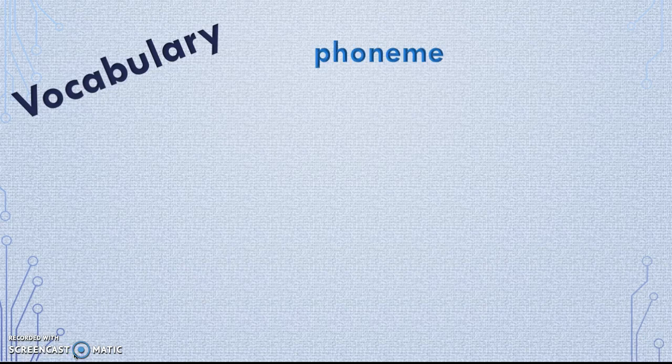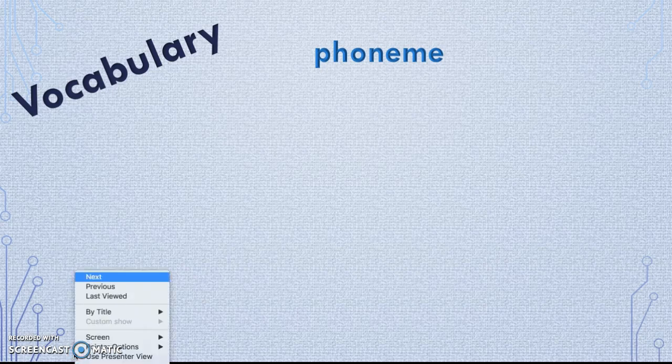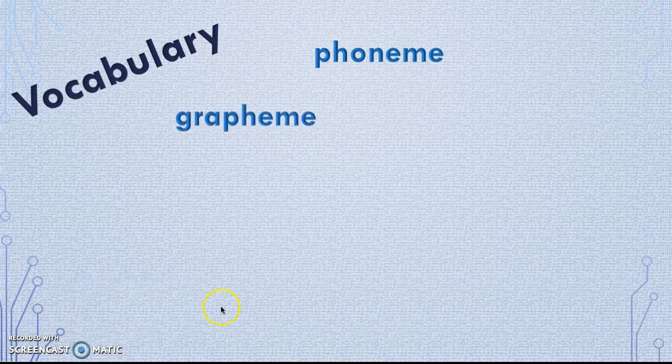A phoneme is the smallest sound unit in a word. It's essentially a sound. Phonemes blend together to make syllables and words. A grapheme is a letter or combination of letters that represents a sound in a word. Essentially, it's the written form of a sound.